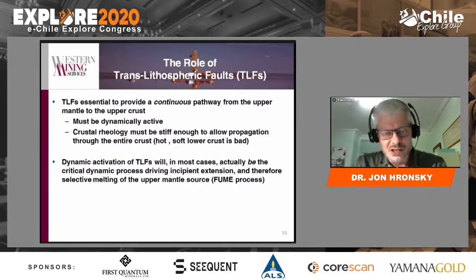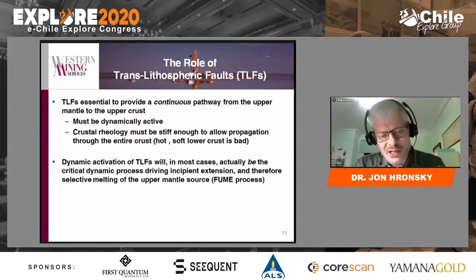But this is a really important point. You're only going to be able to propagate a translithospheric fault through the entire crust if the crust is stiff enough to allow that. And this becomes a particular problem in certain time periods in orogens where you've got really hot, soft, partially melted or even melt sheets in the lower crust. So hot, soft lower crust is bad. And if we understand that, that explains many of the observations we make about the relative timing of gold ore formation in the evolution of an orogen.